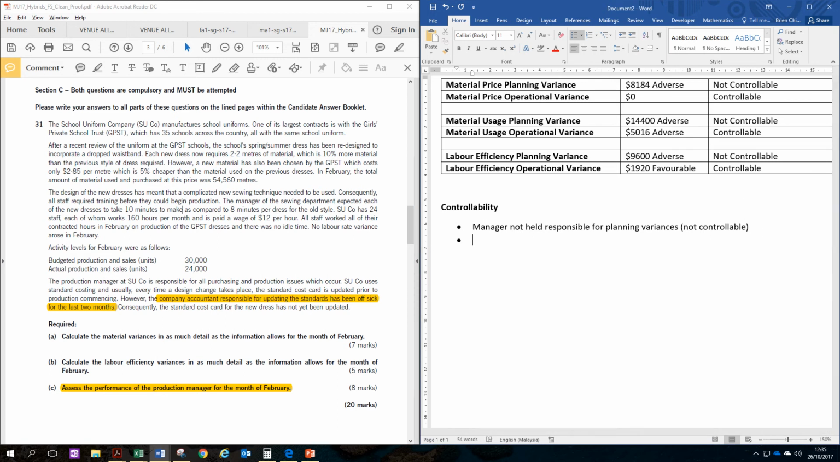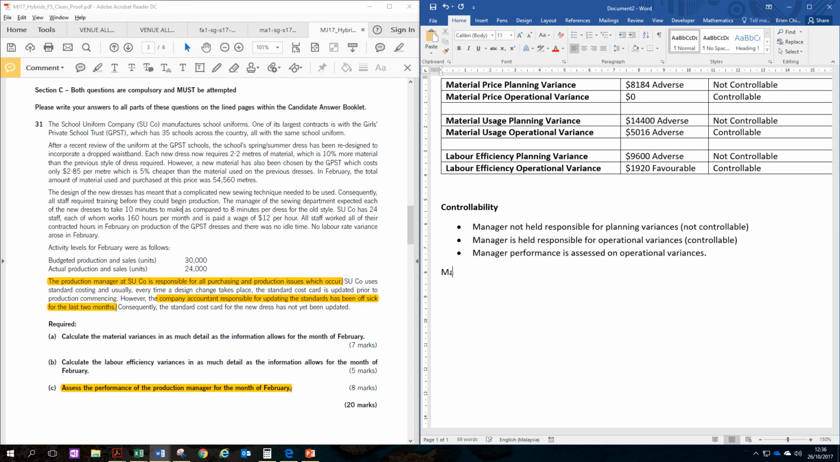The second one over here is that the manager is held responsible for operational variances. Now, these variances are controllable. How do we know this? Because in the question text, it says here, the production manager is responsible for all purchasing and production decisions which occur. So that has been selected. So in our answer, we only need to look at operational variances. Okay, so manager performance is assessed, I'm using the verb again, on operational variances.